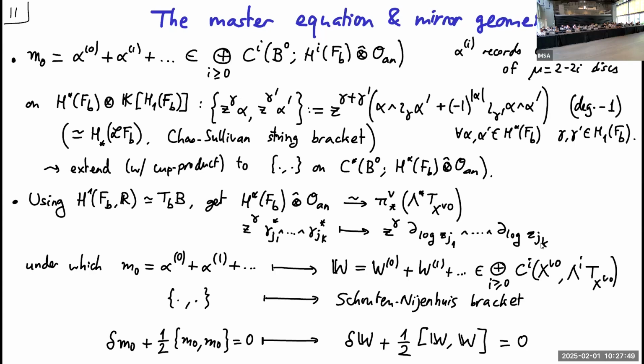So under this transcription, M0, which counts boundaries of holomorphic disks, becomes some sum of terms, which are each I co-chains on the uncorrected mirror with coefficients in I polyvector fields. And the funny bracket over there is the Schouten-Nijenhuis bracket on polyvector fields, enriched by the cup product of cohomology. Okay, so the master equation then becomes some kind of Maurer-Cartan or whatever master equation as well, I guess.